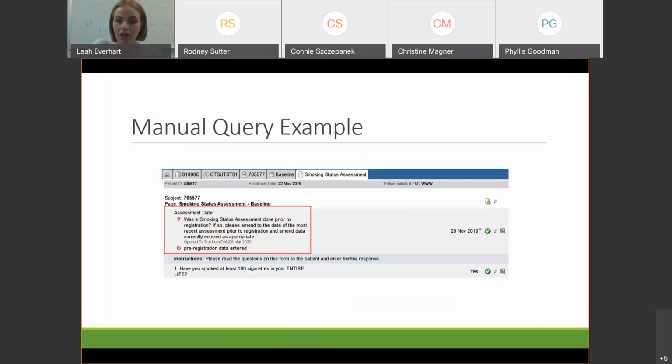So once that query is resolved, you'll see we have green check marks next to each field on the form. And the resolved manual queries will still show up on the form, unlike the system queries, which won't. So just be aware of that as well. Next slide.